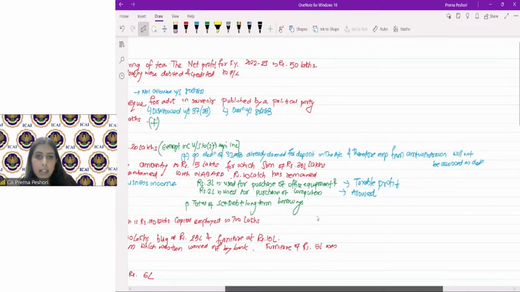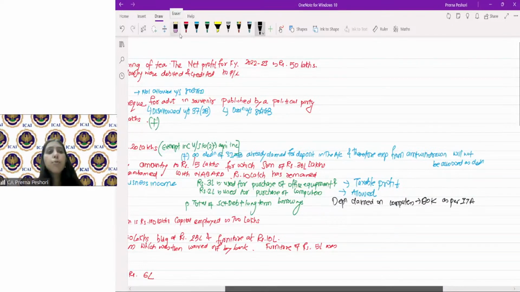The depreciation claimed on computers 60,000. Whether the depreciation will be allowed on the computers? Or let me make it 80,000, which is as per the Income Tax Act. Whether this will be allowed on the computers?